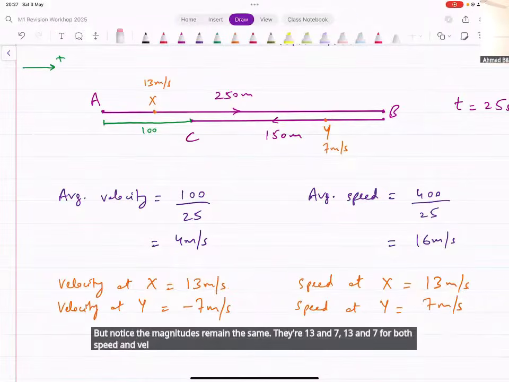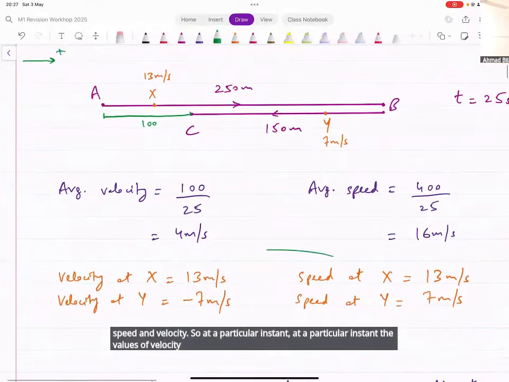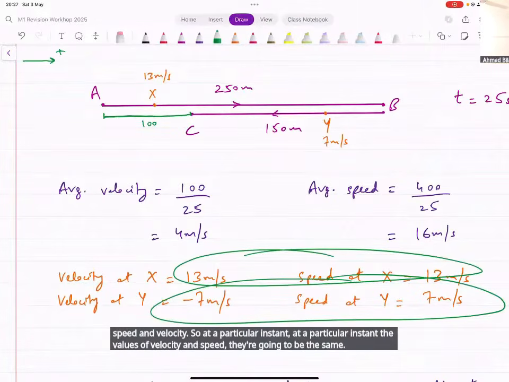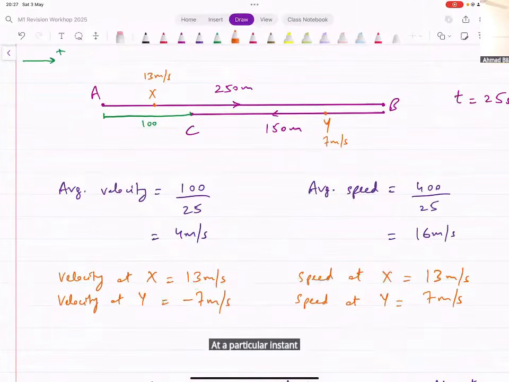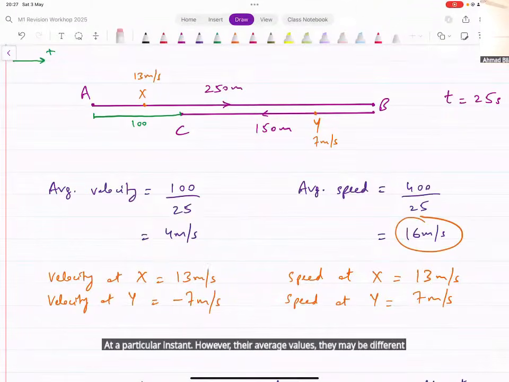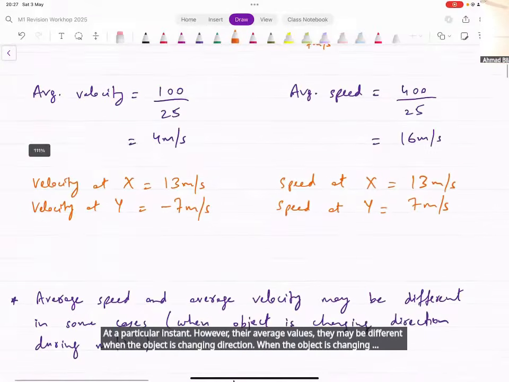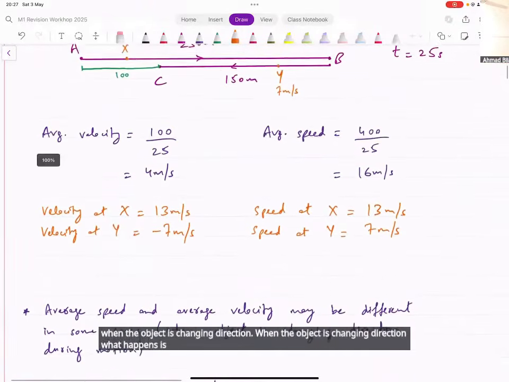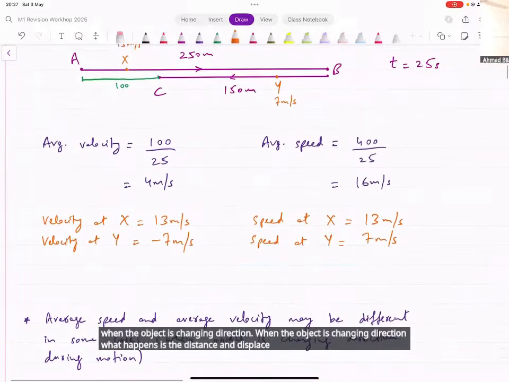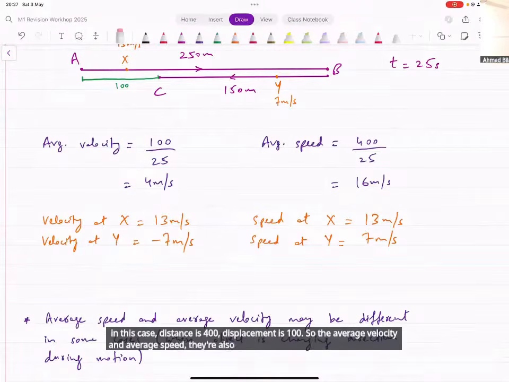So at a particular instant, the values of velocity and speed are going to be the same. However, their average values may be different when the object is changing direction. When the object is changing direction, the distance and displacement are different values. For example, in this case, distance is 400, displacement is 100. So their average velocity and average speed are also going to turn out to be different.